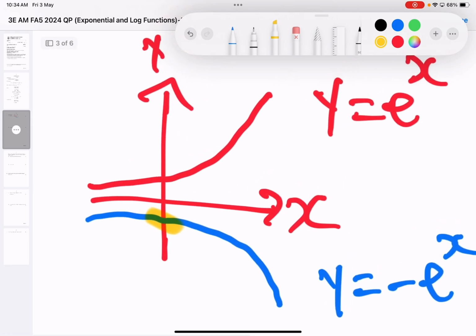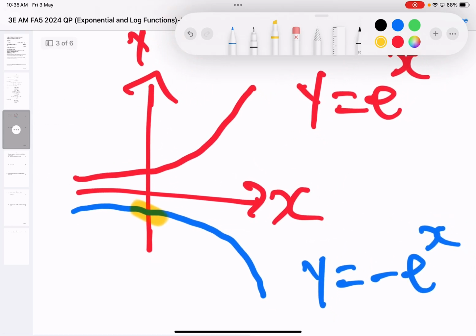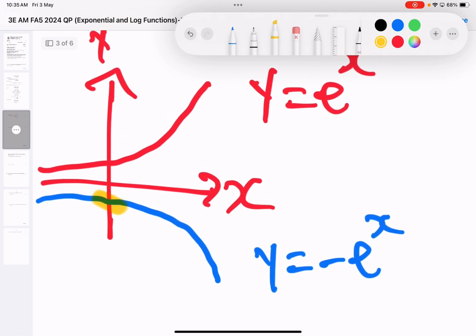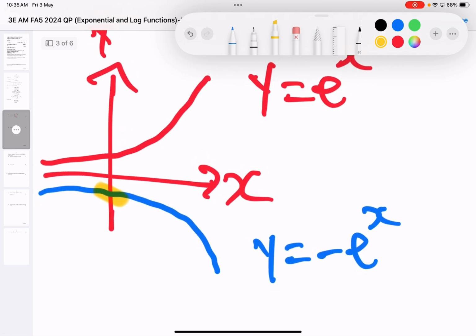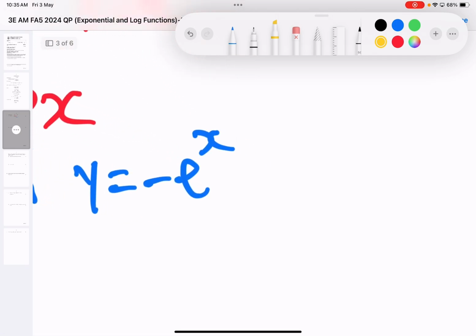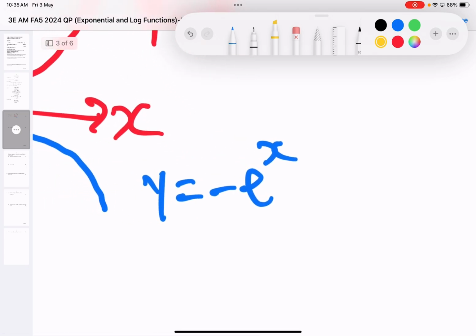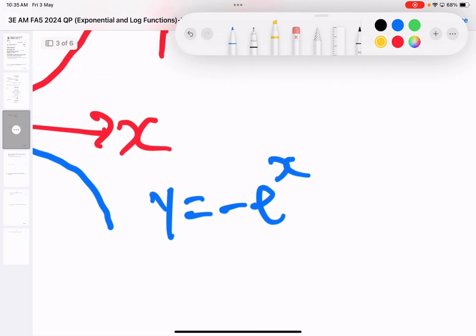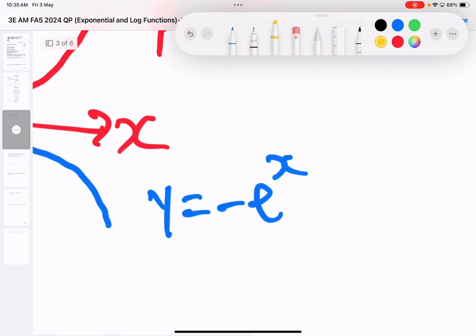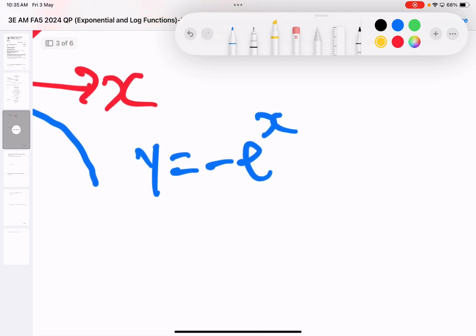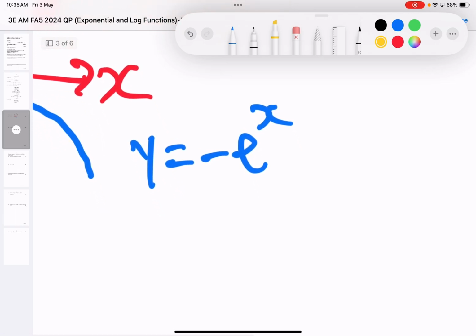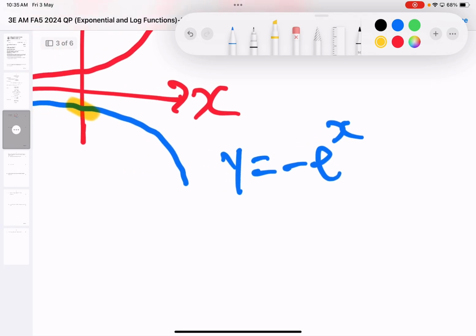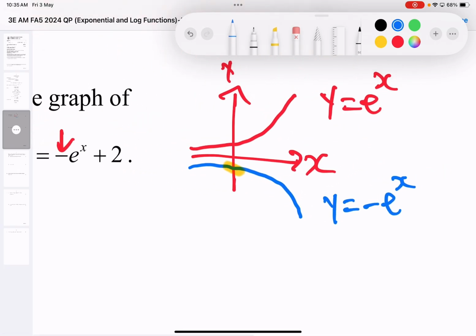At this point over here, I'm going to highlight it with yellow. What do you think is the y-intercept over here? What is the value of x over there? 0, right? So when you substitute in 0 over here, what is the value of y? Are you sure? Yes. Okay, so here is going to be negative 1.